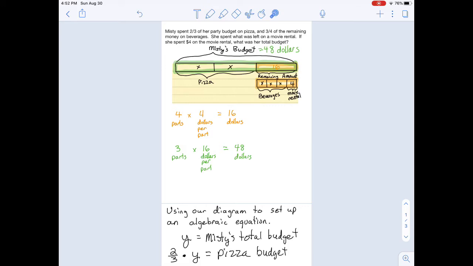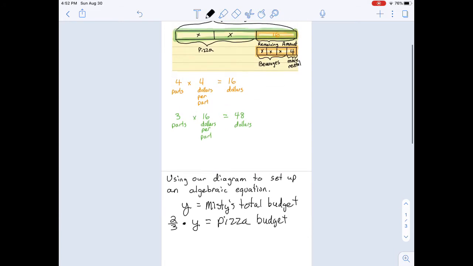Getting a little bit more complicated, I can look at the beverages next. So the beverages were 3/4 of the remaining amount, but the remaining amount was 1/3 of the total budget. So for my beverages, I need 3/4 of the remaining amount. But what's the remaining amount? The remaining amount is 1/3 of the total budget. These two were actually extra. We didn't need them for the problem to solve it.